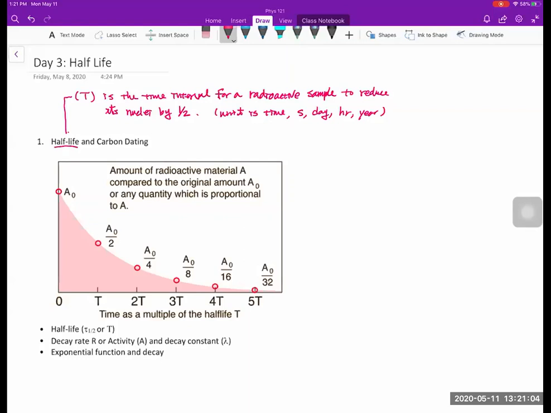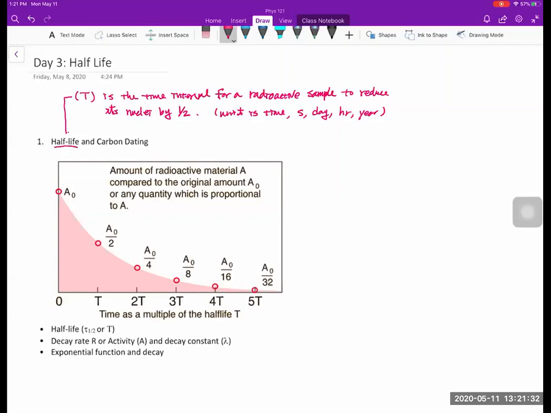Some things will have a half-life within seconds, even milliseconds. Some things will have years, even thousands of years. Like carbon has 5,370 years. I think that is the exact number. So it depends on which kind of element you're looking at.